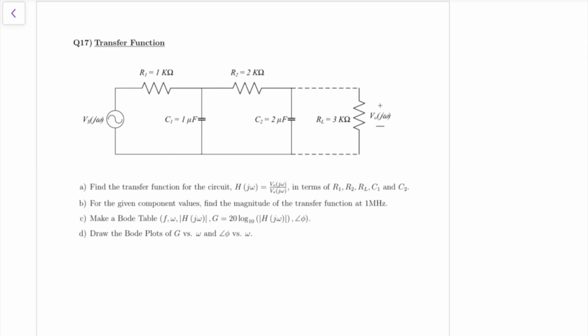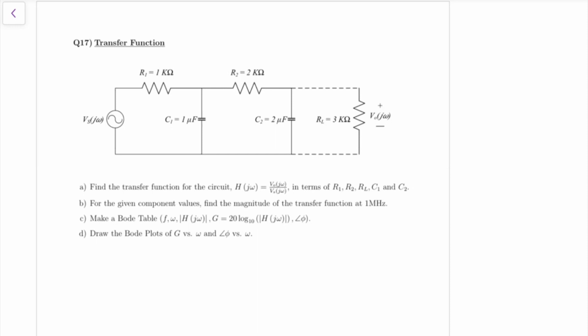Okay, so this is question 17. We have this circuit here, and we want to find out the transfer function. We have a load that's 3K, so we are going to consider that this load is connected to the circuit, so it's loading the circuit, okay?